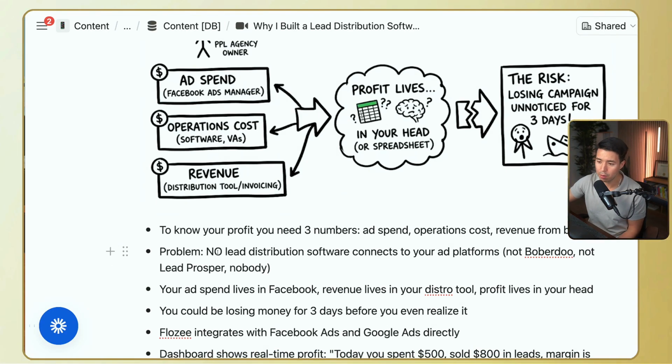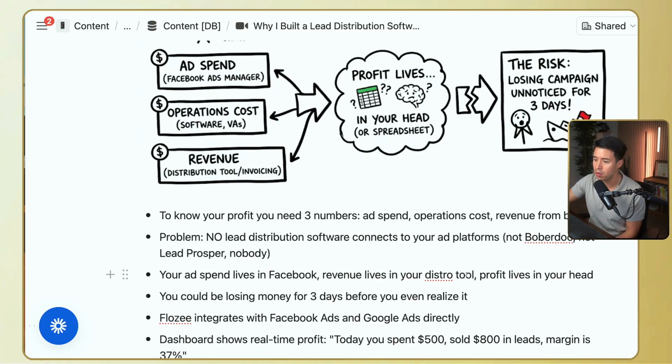Problem is no lead distribution software connects to your ad platforms. Not Boberdoo, not Lead Prosper, nobody. None of them connect to your actual ad platform. So imagine you have your Facebook, TikTok, Google spend all in the platform. You also have the data on how much you're selling the leads all in one place. You can calculate your profit in real time. Your ad spend lives in your Facebook, your revenue lives in your distribution tool, profit lives in your head.